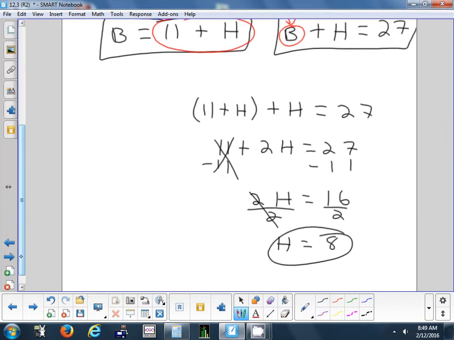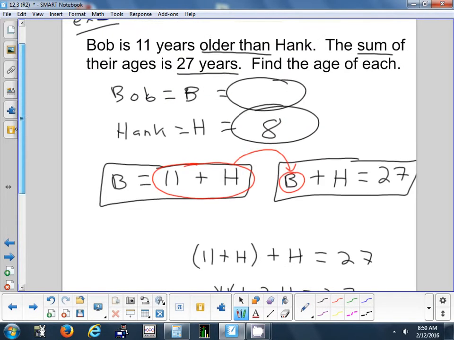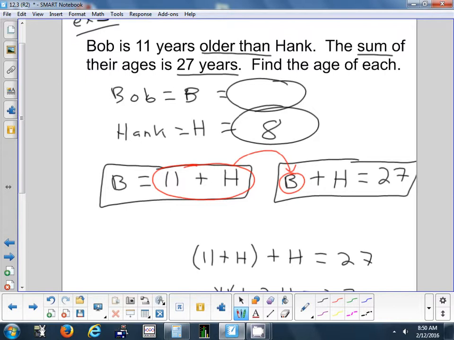Okay, so now I know Hank's age. Whose age do I still need to find? So I'm going to get Bob. How do I get Bob's age? What am I going to fill into, my first equation or my second? I could do either one, but the first one is easier. What are we filling in for H? Bob is 11 plus 8. So how old is Bob?